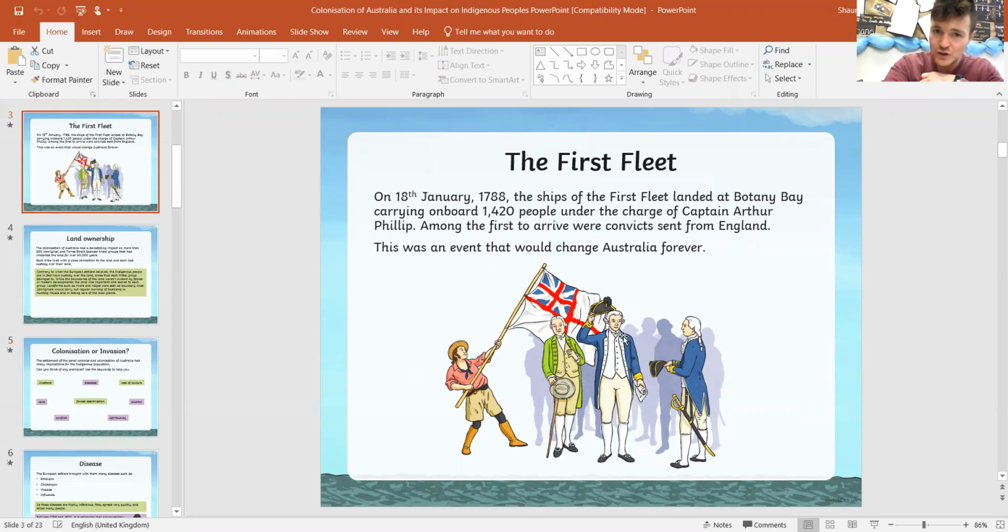So it wasn't Captain Cook who landed at Botany Bay with these people in the First Fleet. Remember, he was there on his own ship, the Endeavour, and he was just there to explore it. He's the guy who got beached on the coral reef. So then after he arrived, we then sent a fleet of ships over. This was an event that would change Australia forever.